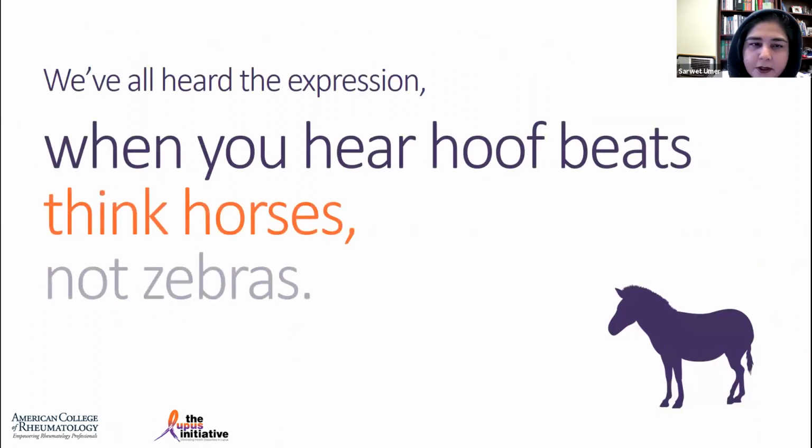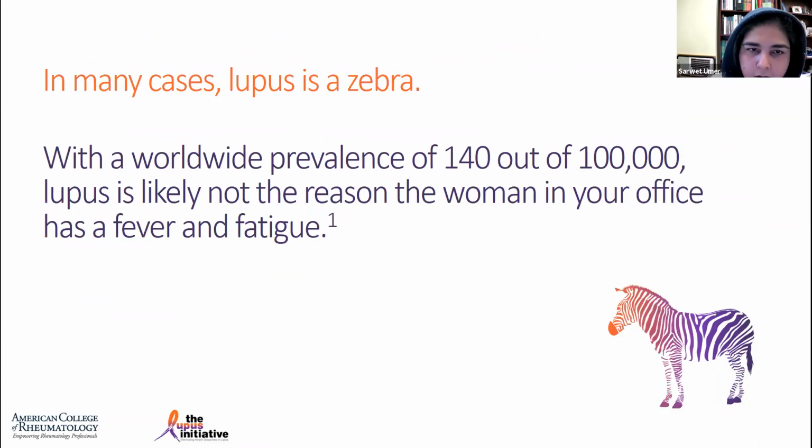We have all heard the expression, when you hear hoofbeats, you think of horses, not zebras. That is true for common practice, but in many cases, lupus is a zebra. The average internist or primary care provider may see a lupus patient 1 to 2 times a year in their practice. The worldwide prevalence of lupus is 140 out of 100,000.